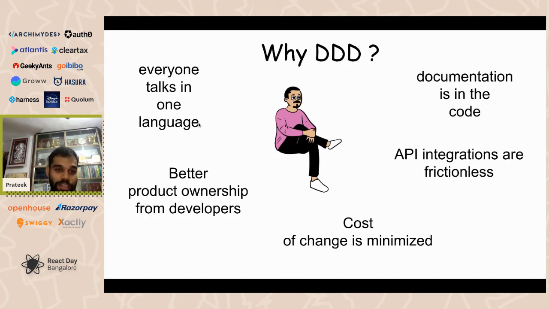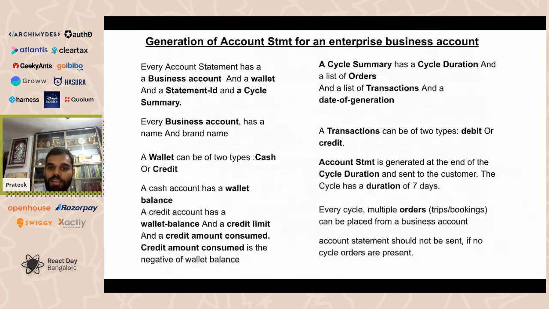Everyone talks in one language. We already know we will always talk in one language. If I say order status, my product guy says order status, the business says order status, everybody says order status, and that is when my code says order status, and that is the goal. Cost of change is minimized, yes.